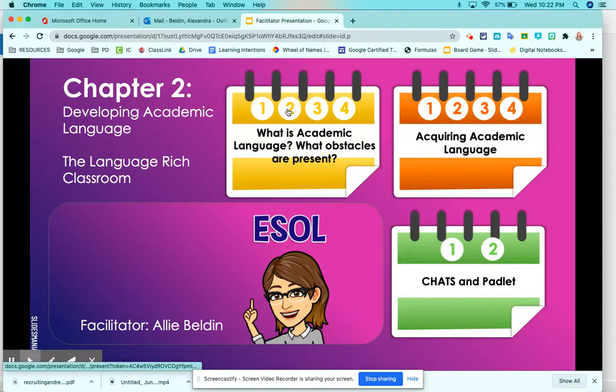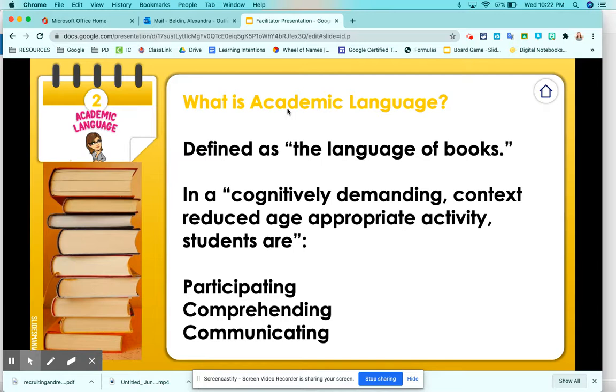So let's talk more about what the text defined academic language as. In the text, it referred to it as the language of books. So in a cognitively demanding, context-reduced, age-appropriate activity, students are able to participate, they can comprehend, and they can communicate. If they can do all three of those things in that environment, then they can use academic language.